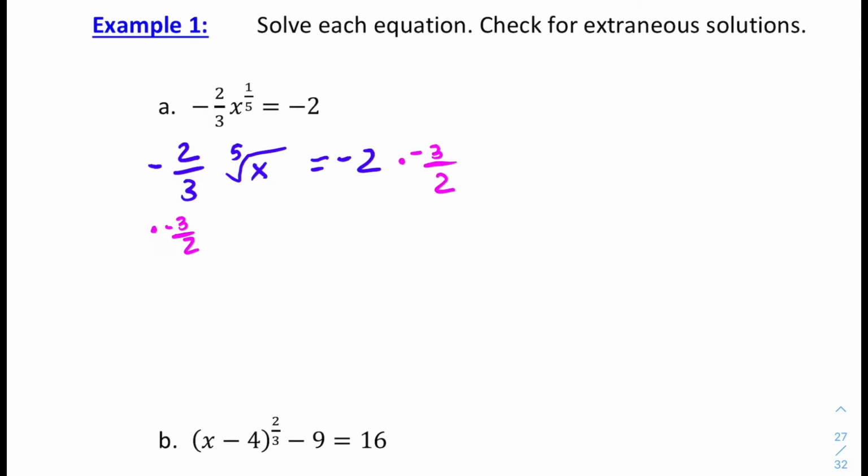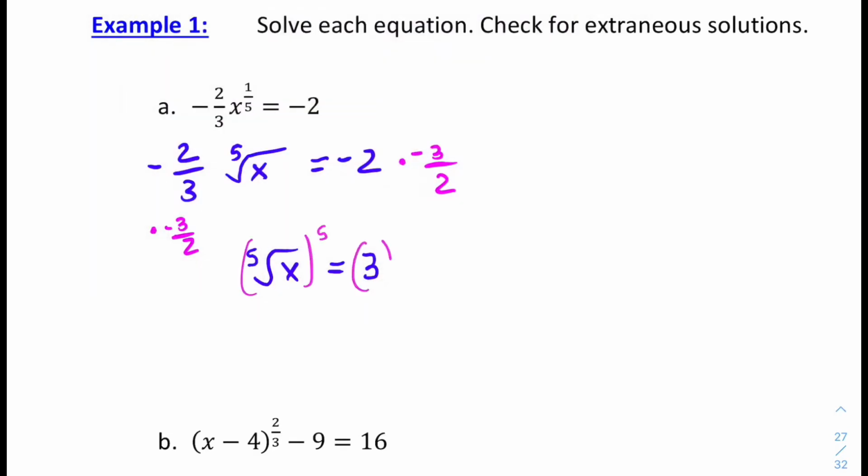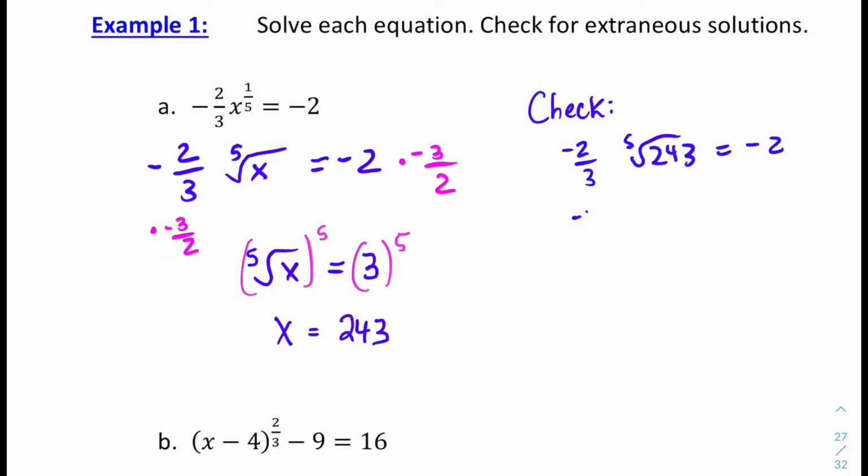So you could do this one in multiple steps. You could multiply by 3, divide by -2, or you could just multiply both sides by the reciprocal. So if you have the 5th root of x equals 3, then you're going to need to raise both sides to the 5th power, which is going to get you 243 for x that you're going to need to plug in and check. So if you do that, you've got the 5th root of 243 is 3 times your -2/3 does get you -2, so 243 is a solution.